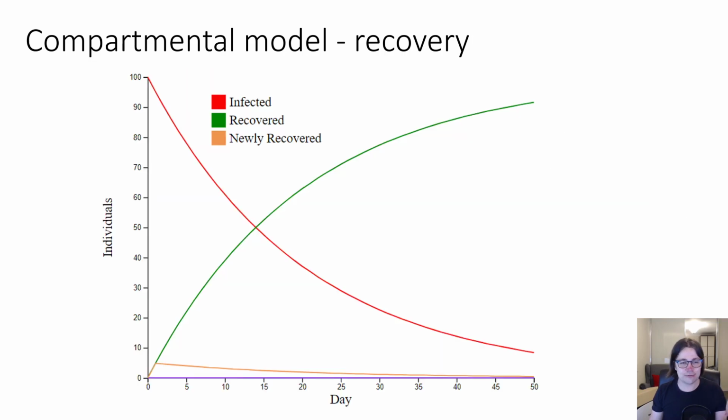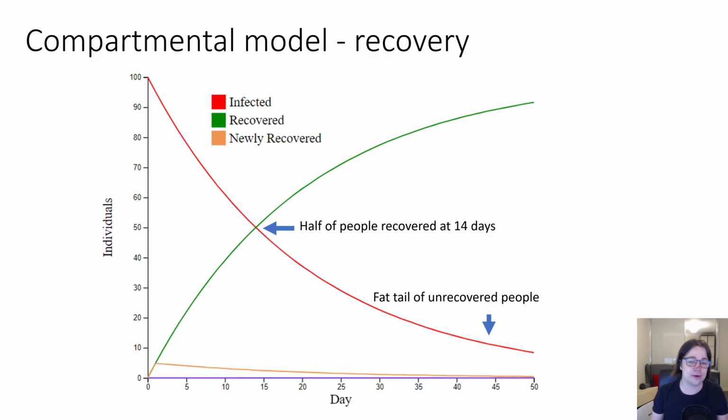And how that looks on a graph: the number of people infected is in red, and the number of people recovered is in green. Here you can see half of the people recovered at 14 days. But then you've got this big problem with the number of infected people, because you have this massive fat tail of unrecovered people that goes out to infinity. So your model never actually clears all of the infected people. There's always just a few infected people left in the system.